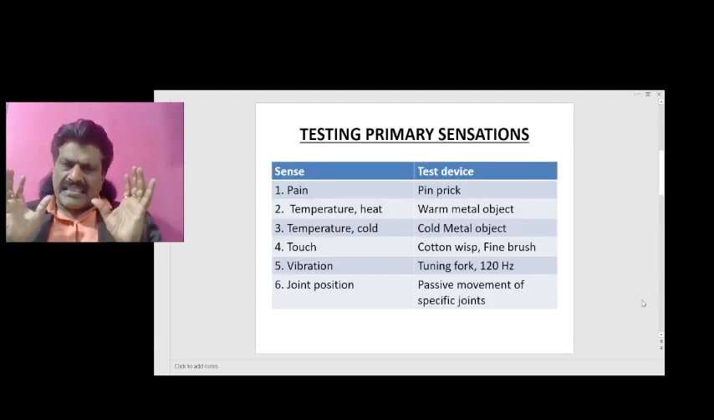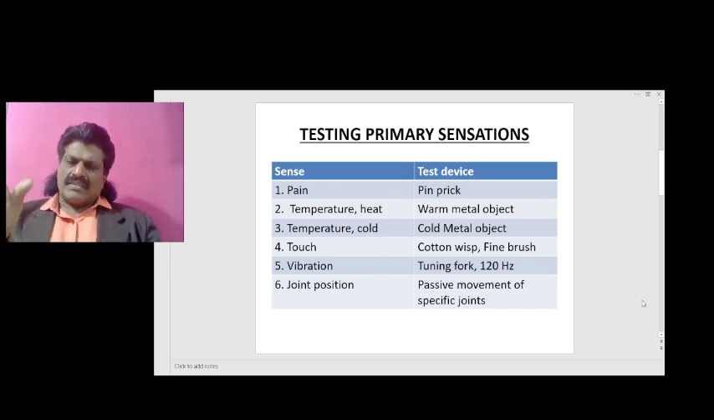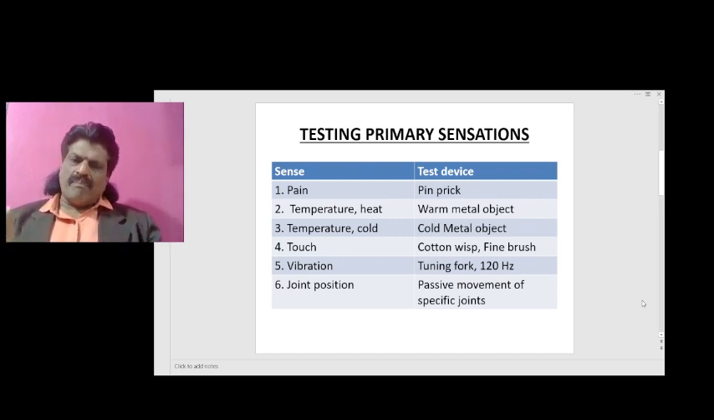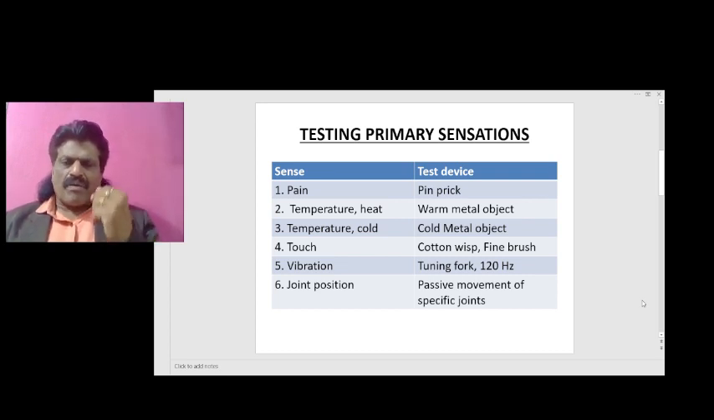So how do we test these primary sensations? The sensation tested and the device which we use. For pain, the test device is pinprick. For temperature, heat, it is a warm metal object. For temperature cold sense, the test device used is a cold metal object. For the sense of touch, the test device used is cotton wisp or fine brush. For the sense of vibration, the test device used is a tuning fork with 120 Hz.